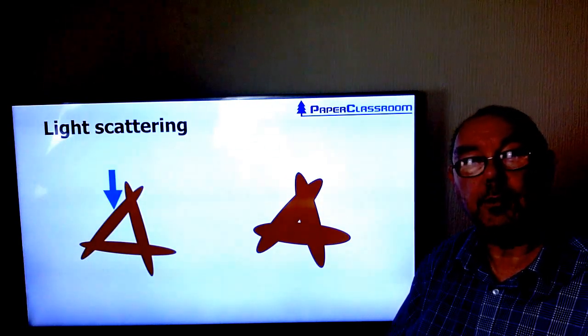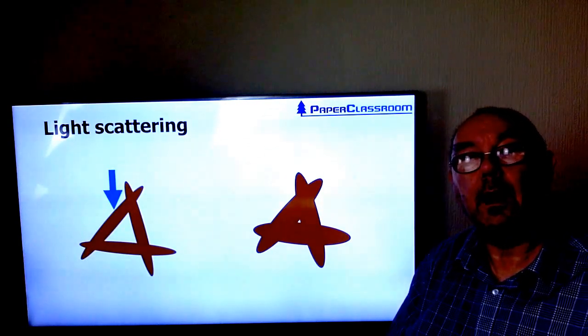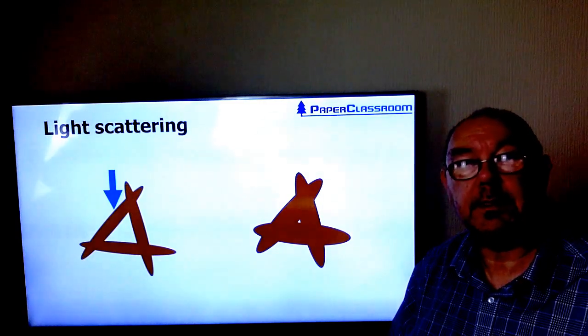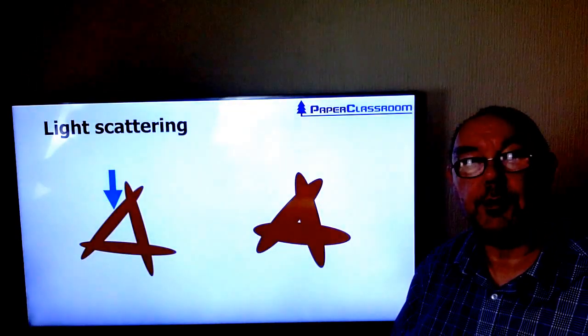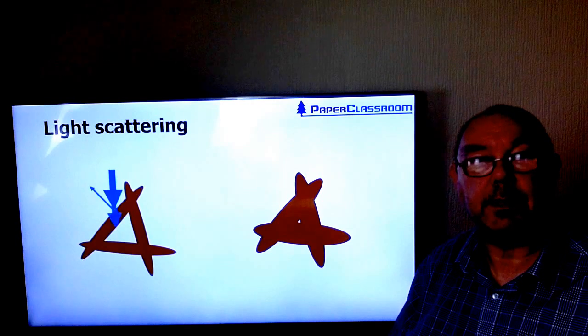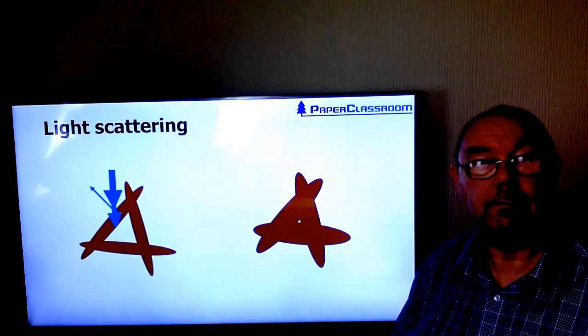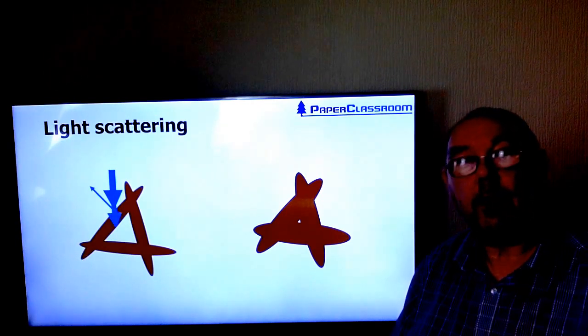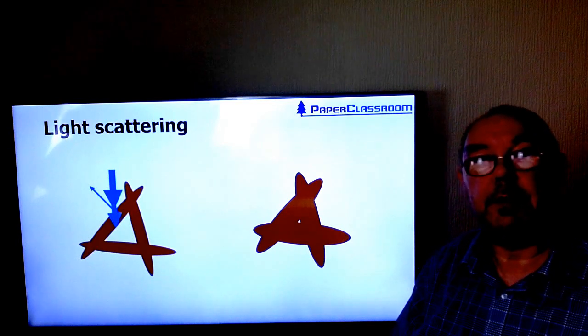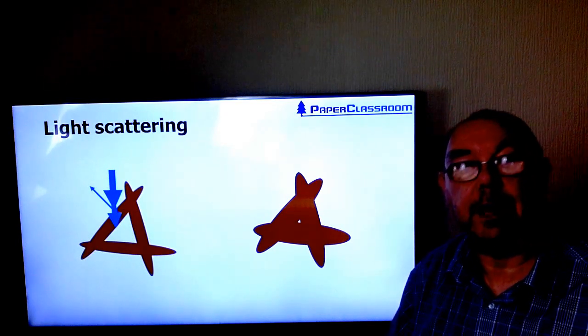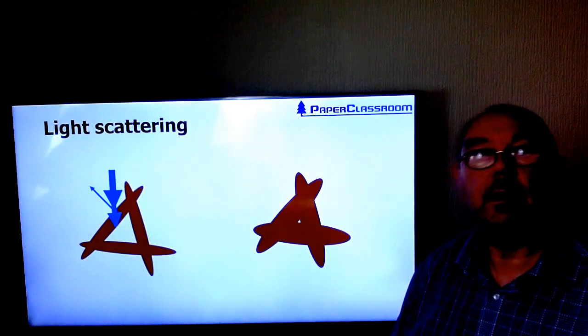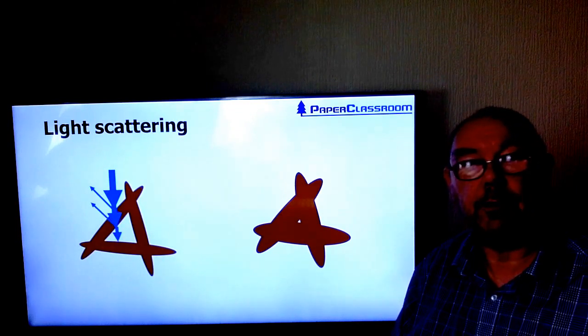Light comes down, it hits the first fibre, and there we have an air fibre interface. Some light will pass through and some light will be scattered backwards. When you come out of the fibre, you've got another air fibre interface, so exactly the same will happen again. Some light will pass through and some light will be scattered backwards.